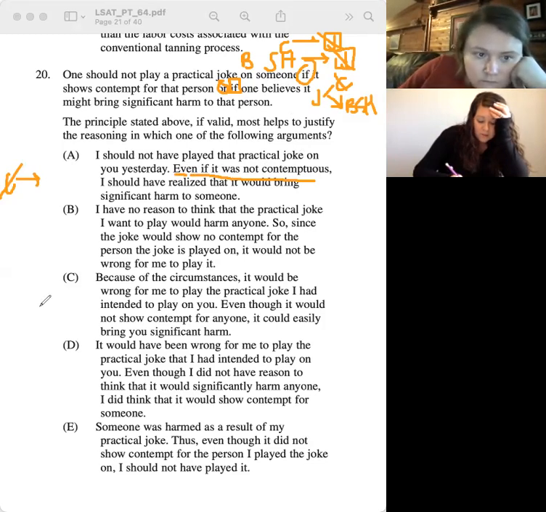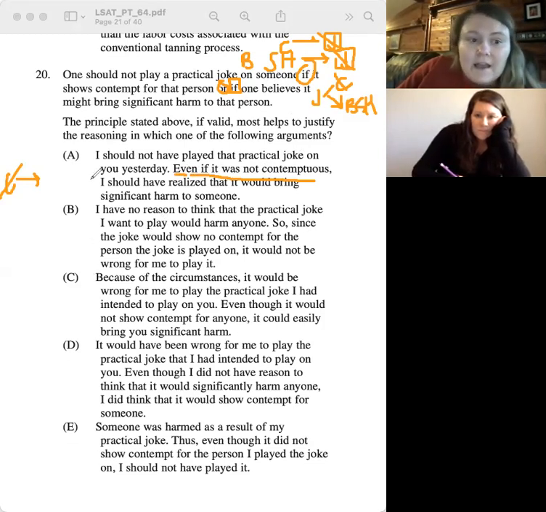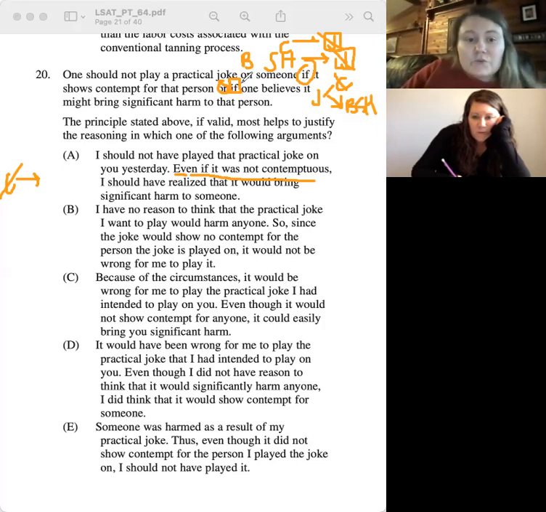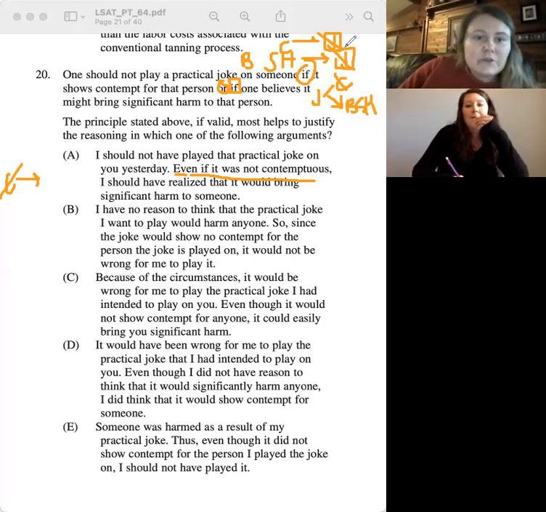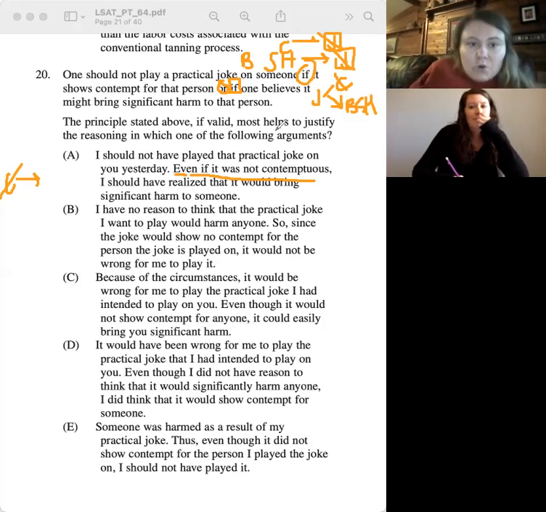Right. Okay. Not have played the joke. Not contempt. Okay, yeah. Okay, so A is not right. But it's not right because of that. Why isn't it right though? I should have realized that it would bring significant harm to someone. Because doesn't it say you have to believe it will bring harm? Since neither of these happen, since we don't show, we need it to be that we showed contempt or we believed.